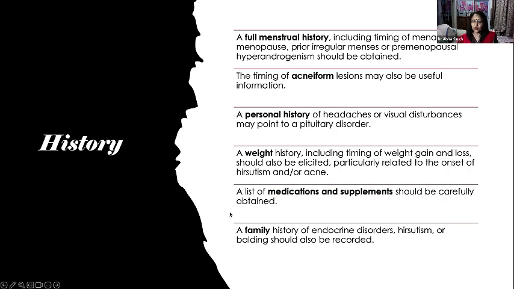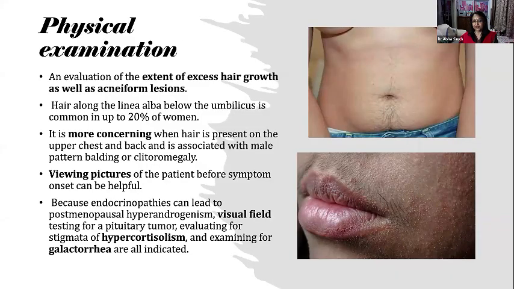Then in menopausal women, we need to have a list of medications and supplements. Sometimes patients come and say, I am having this product from Amway, I'm having this product. So sometimes there is self-medication, to look beautiful or something like that, or the peers tell them to have this and that. Family history again is very, very important, of endocrine disorders like hirsutism or balding, that may be a family thing. So this history has to be taken into account.